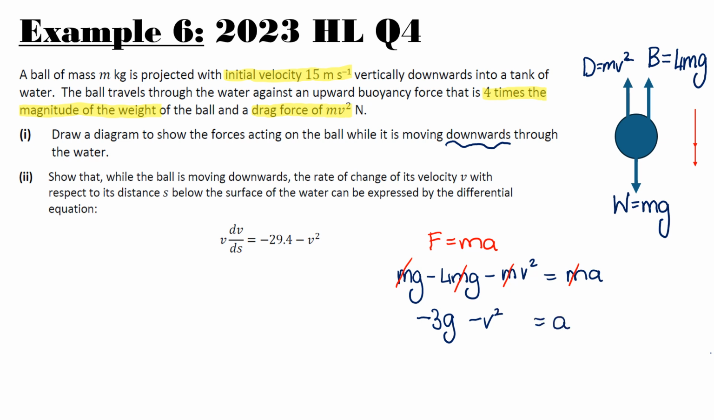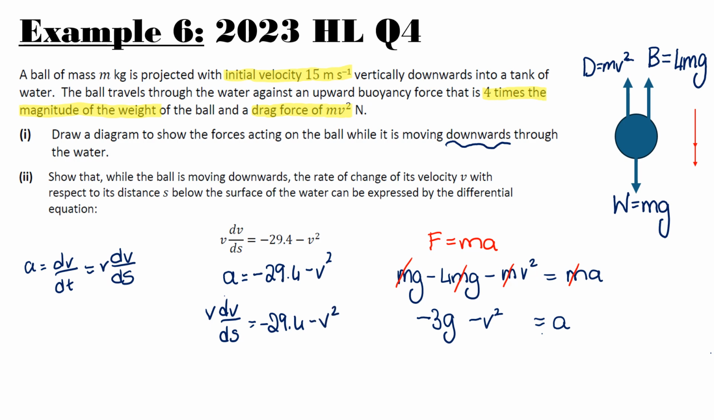Now, we're very close to what we were given, so we actually can calculate minus 3 times g, which is minus 3 times 9.8, gives us minus 29.4 minus v squared. And then we know that actually acceleration, there's two ways to write it. We can write it as dv dt, which relates velocity to time. But in this case, they want us to relate velocity to displacement. So it's v dv ds. So we get v dv ds equals minus 29.4 minus v squared. And now we have our differential equation.